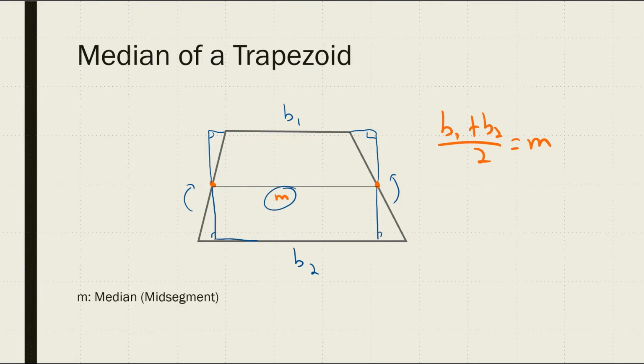This distance right here is m, and this distance right here is m, multiplied by the height, which is h. So that's the reason why the area is the median times the height. In other words, base 1 plus base 2 divided by 2 times the height. So that's kind of the reasoning why the area of a trapezoid is the way it is. So again, this is what it is.